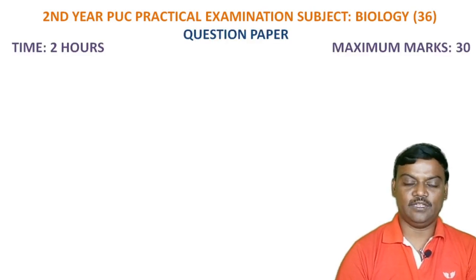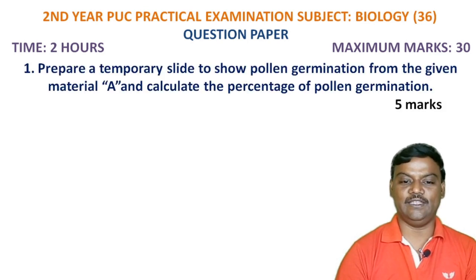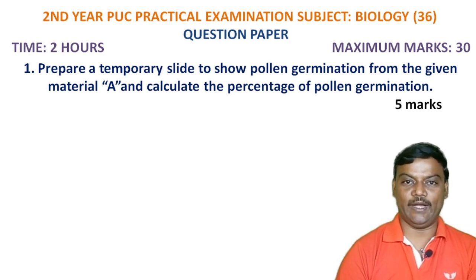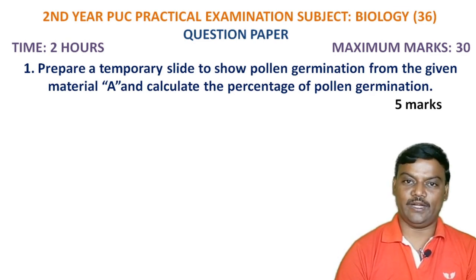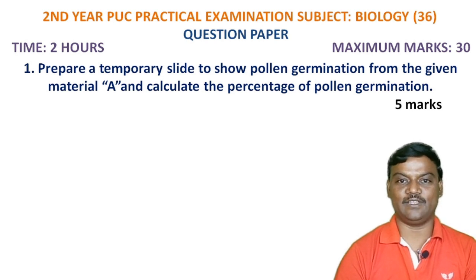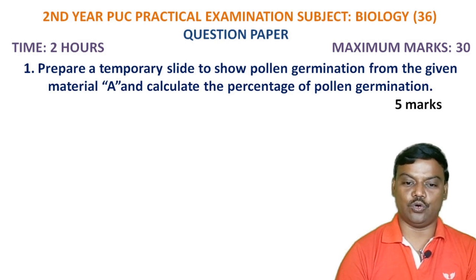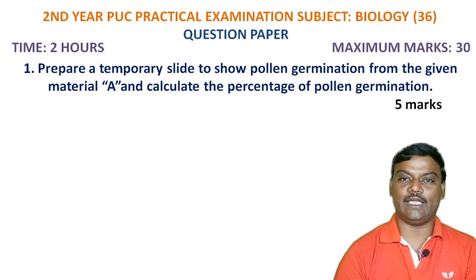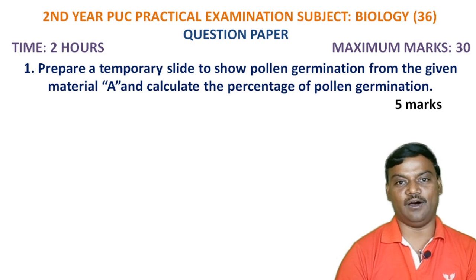It is the question paper. The total duration of the practical examination is 2 hours and the maximum marks are 30. In this, question number 1 is given to the students with a lottery system. Out of 4 questions, every student can get any one question. The first question is: prepare a temporary slide to show pollen germination from the given material A and calculate the percentage of pollen germination. It is a question for 5 marks.